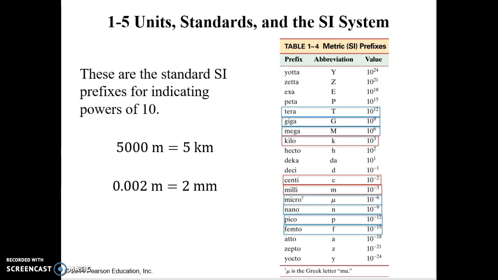Occasionally we'll also use some of these prefixes, or these are common prefixes you may come across at some point in your life: micro, nano, pico, femto, mega, giga, and tera. Please write these down for future reference.